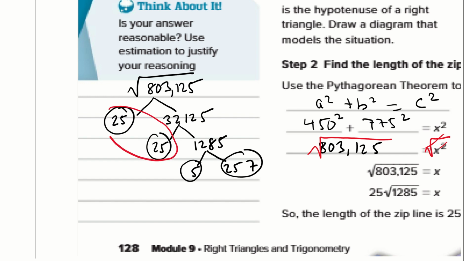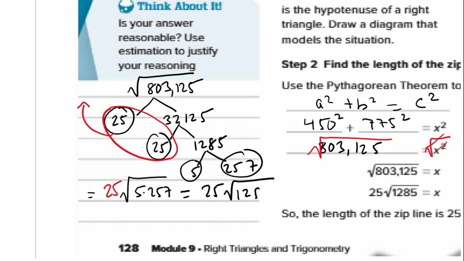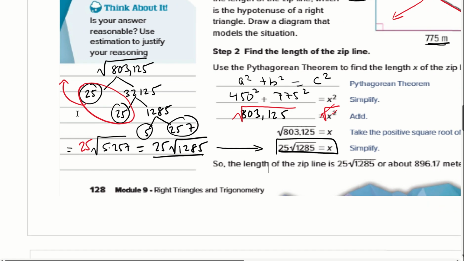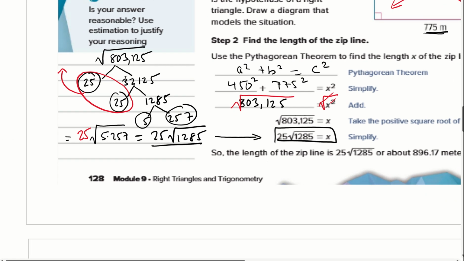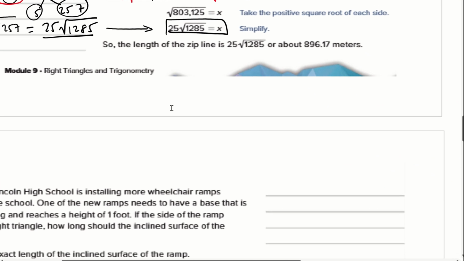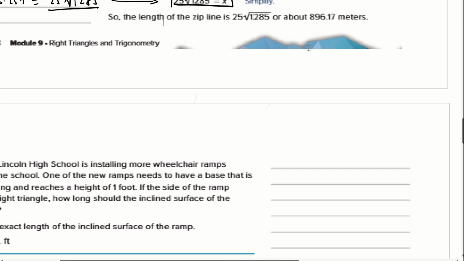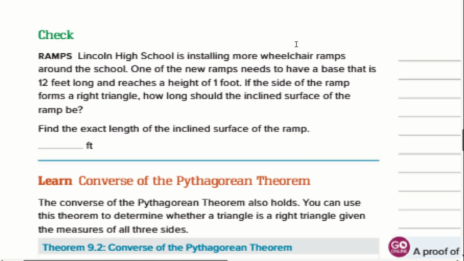Now notice that we got a pair of 25s, so that's good. We can kick that out of the radical, so that gets kicked out. So we got 25 on the outside of the radical, and we got 5 and 257 inside. But we got to multiply those back together. So we get 25 and then the square root of 1285. Okay, and notice that that's the answer that they got there. Again, you need help with the calculator to figure out what to divide by, but you should still be able to set up the tree, right? All right, and if you do this on the calculator, you get 896.17 meters. All right, so go ahead and pause the video and try the following check.